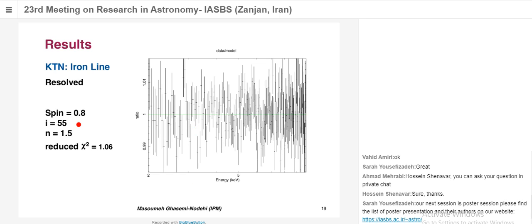This is for the case of spin 0.8, inclination 55, and n 1.5. But here the simulation is for current observation, such as NuSTAR data. This is for simulation with the NuSTAR telescope. The fit is, as we see, good, and we cannot distinguish between the iron line of Kerr spacetime or the iron line of Cartesian spacetime.